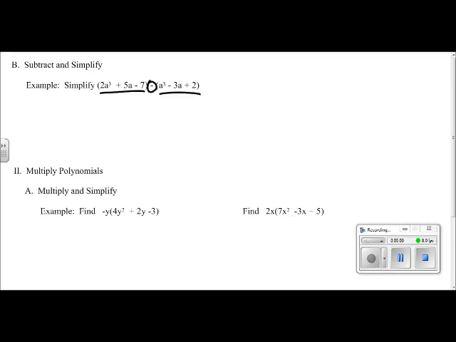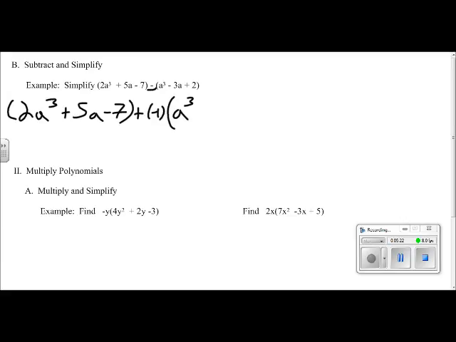So if we wanted to rewrite this one, we would say 2a cubed plus 5a minus 7. Now again, subtraction means adding the opposite. So it'd be like adding a negative 1 times a cubed minus 3a plus 2. Because again, subtraction means adding the opposite.